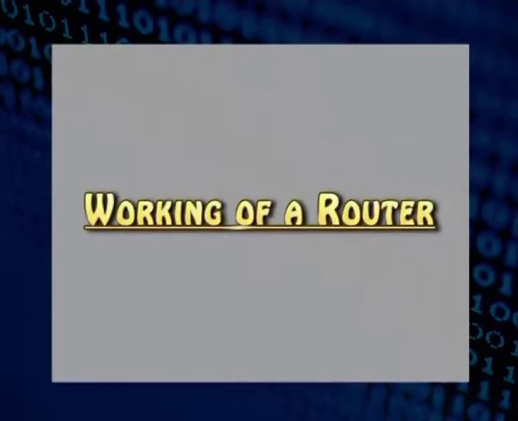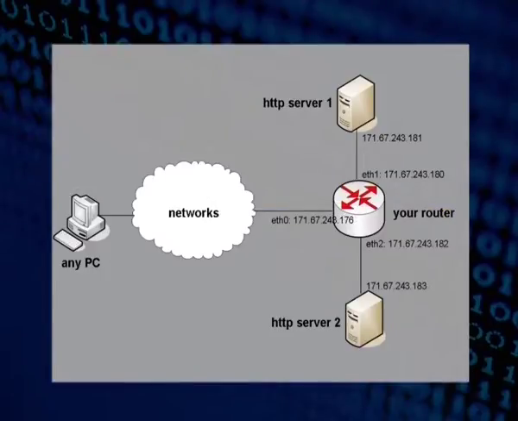Now, let us discuss the working of a router. When LAN users need to connect to the internet or a remote branch office, a router is used. A router passes data between multiple networks. It works at the network layer, which means that it must be able to understand the data packets so that it can route them to their destinations.